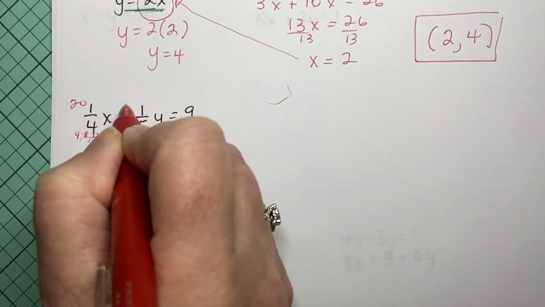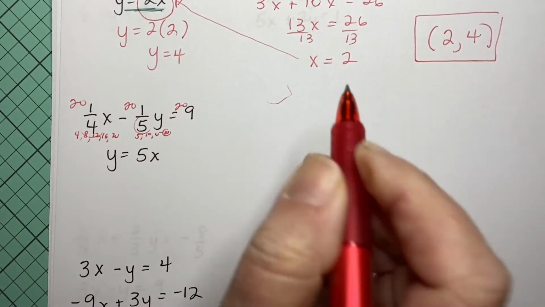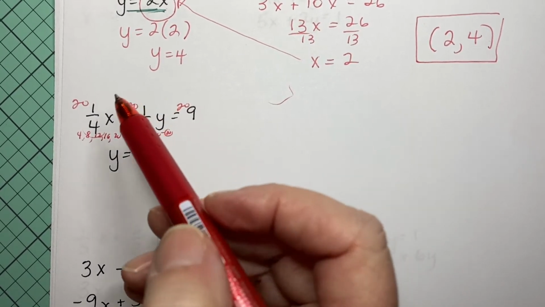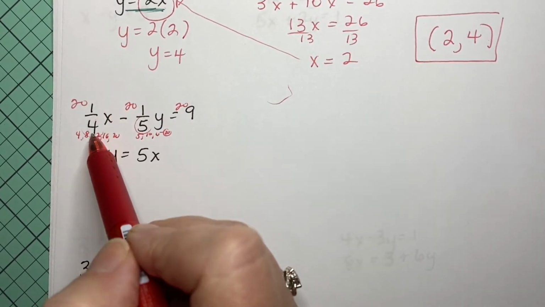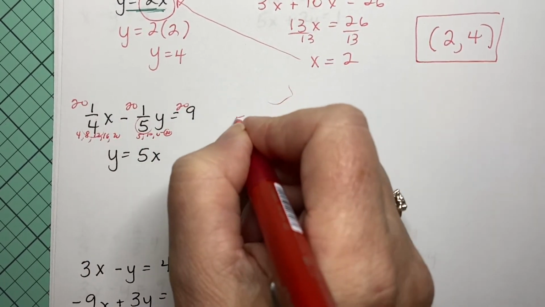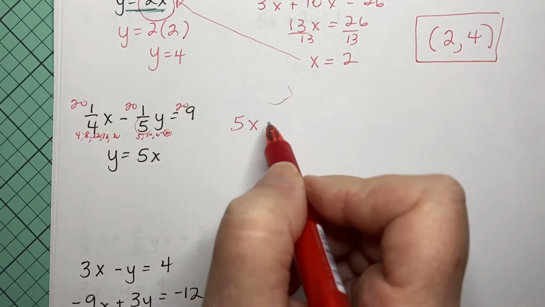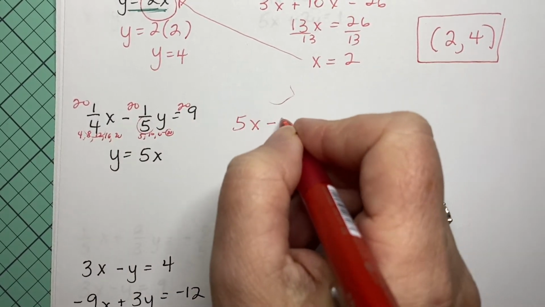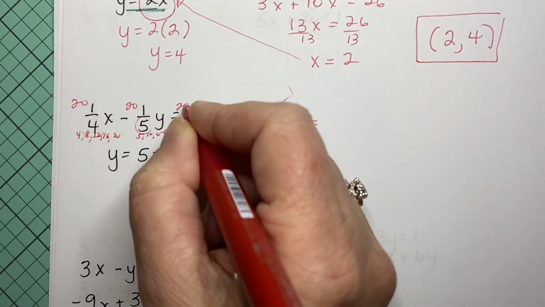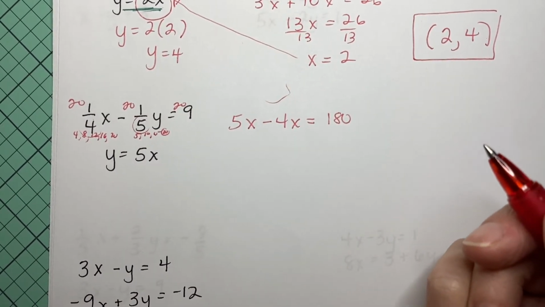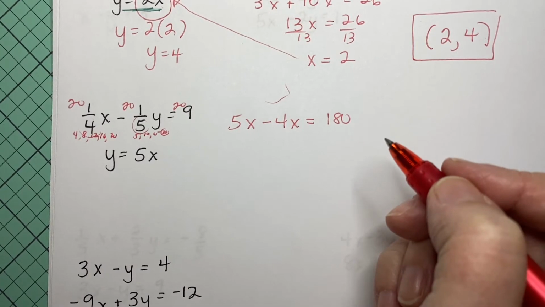So you're going to multiply everything by 20, except parentheses, of which there aren't any today. Remember, you multiply and then divide. So 20 times 1 is 20, divided by 4 is 5x. Then we have minus 20 times 1 is 20, divided by 5 is 4y, and then equals 20 times 9 is 180. Just don't forget to multiply everything, including the other side.